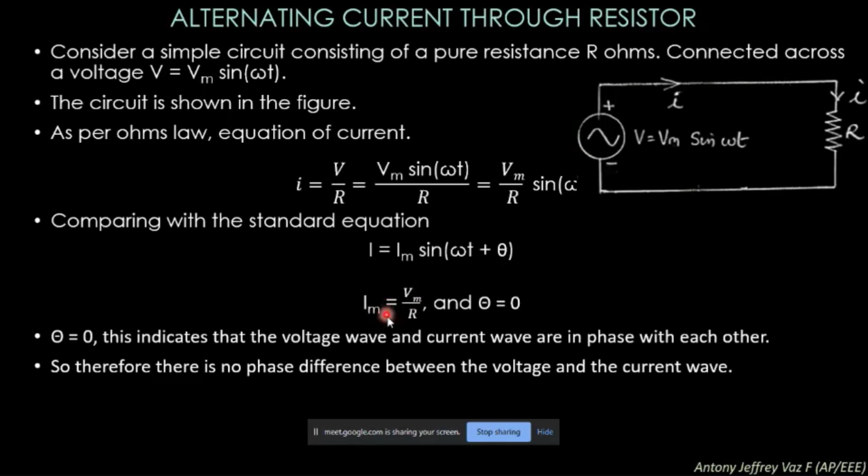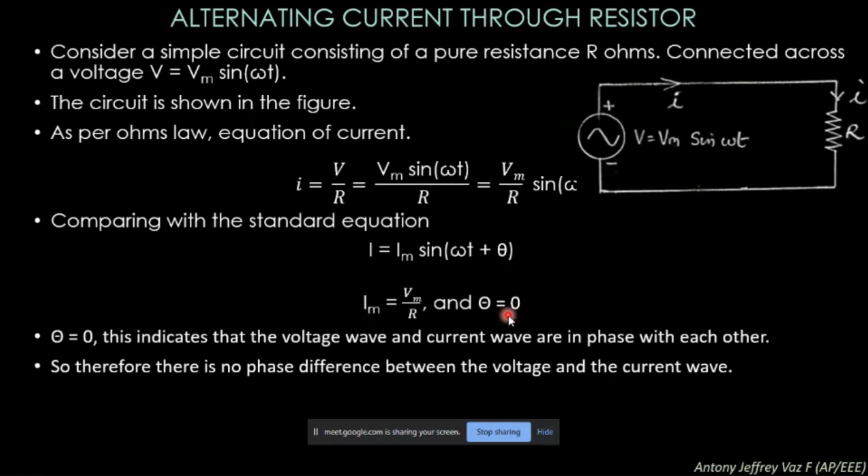Next, we can see Im is equal to Vm by R. We know because of Ohm's law, I is equal to V by R. Here this current Im, that is the maximum current, will also be equal to Vm by R. And theta is represented as 0.